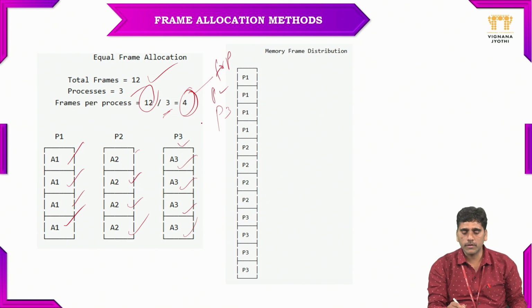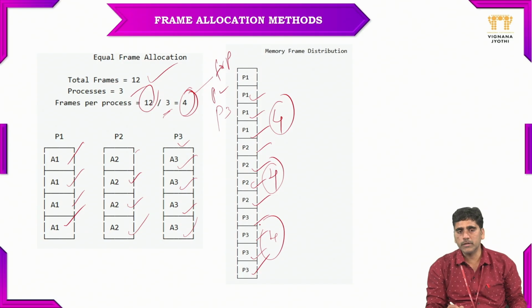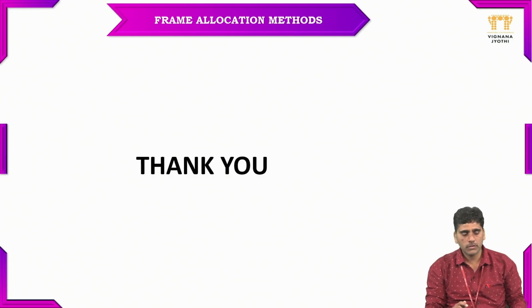So how are they allocated? P1, P1, P1, P1, P2, P2, P2, P2, P3, P3, P3, P3. Like this, 4 frames first for P1, 4 frames second for P2, 4 frames third for P3. Like this, the frames are equally distributed for each and every process. So that is about equal allocation, equal frames.